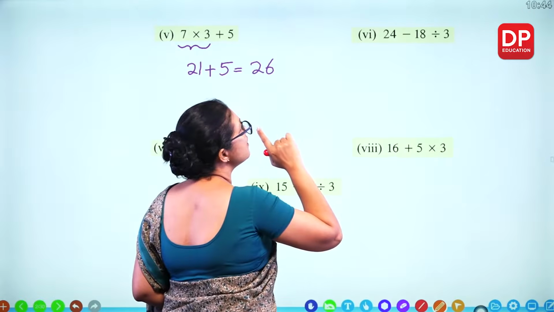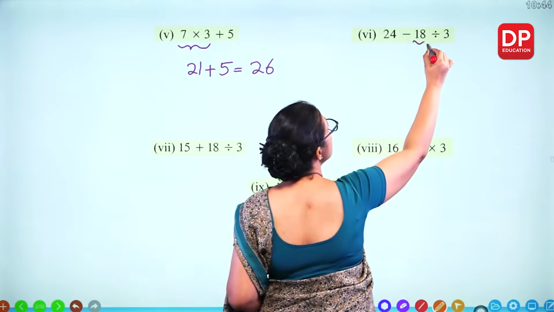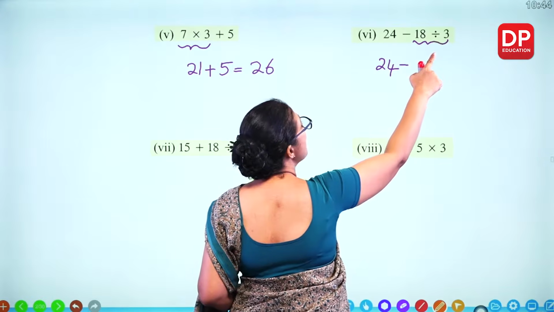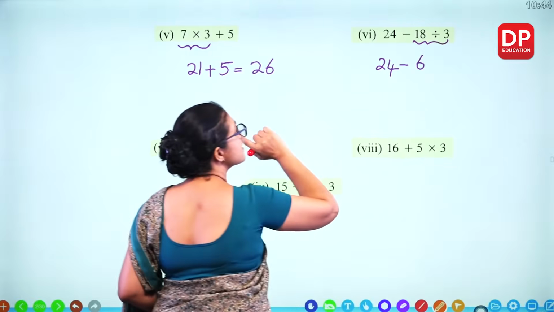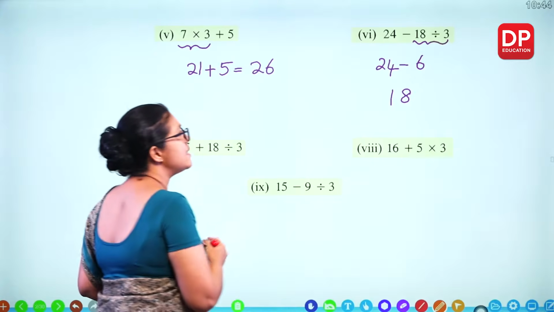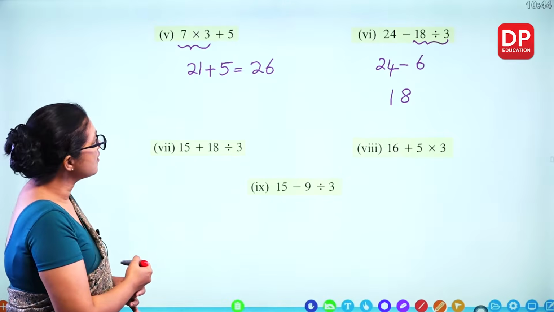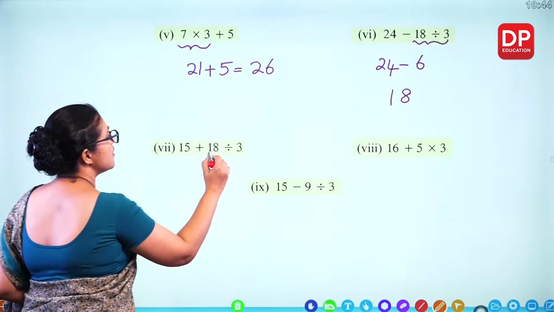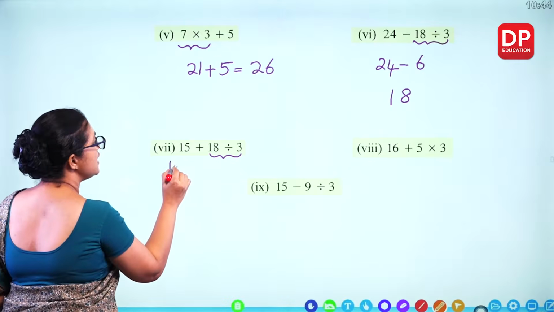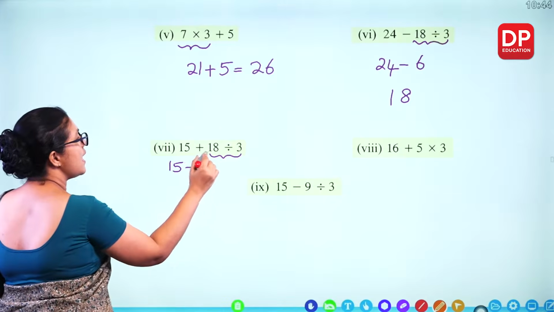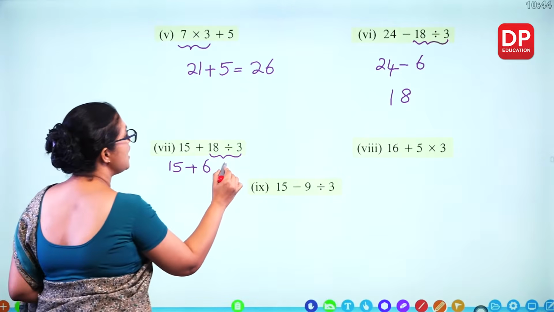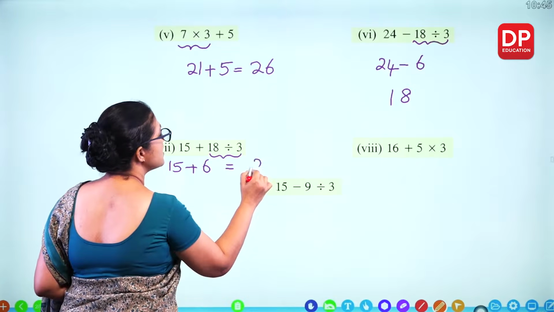This one, division is there. So you have to do division first. So 18 divided by 3, that's 6. So subtract, 24 minus 6, you get 18. This one, division first. So when you do division, 18 divided by 3, you get 6. 15 plus 6, 21.